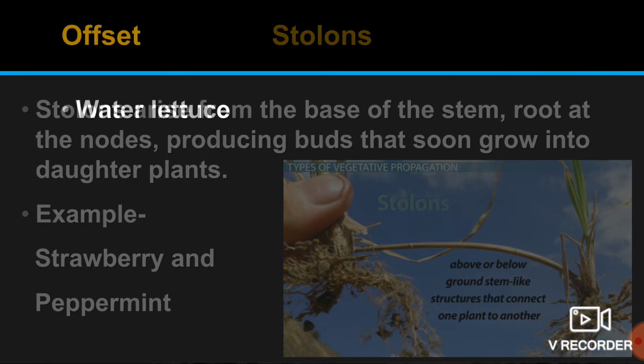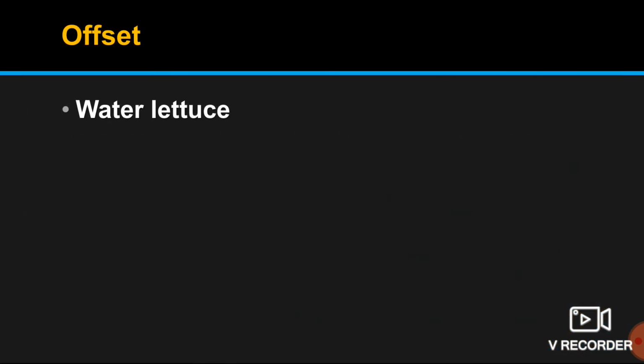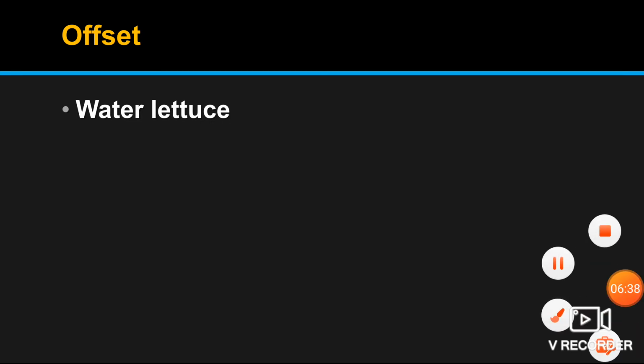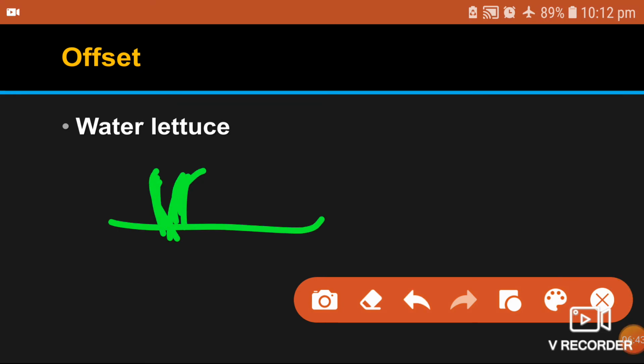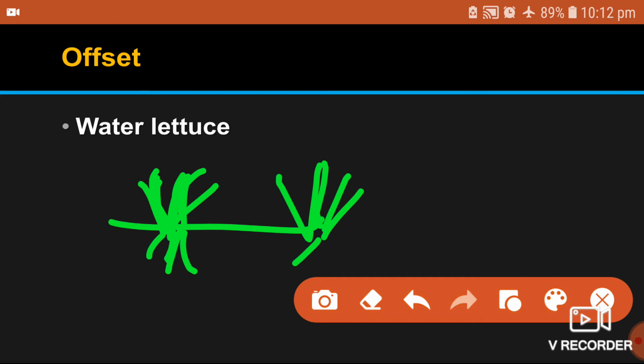Offsets are mainly present in water plants. An example is water lettuce. A tuft of leaves, a group of leaves, arises, and just below it roots are there. So these are mostly present in water plants. Another type is sucker. An example is chrysanthemum. So one example I have given.